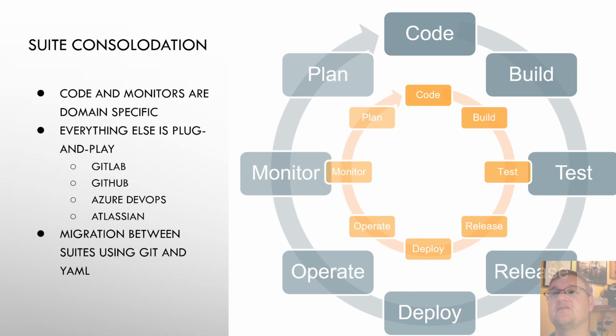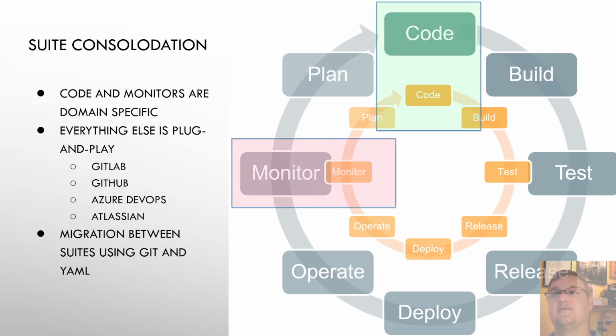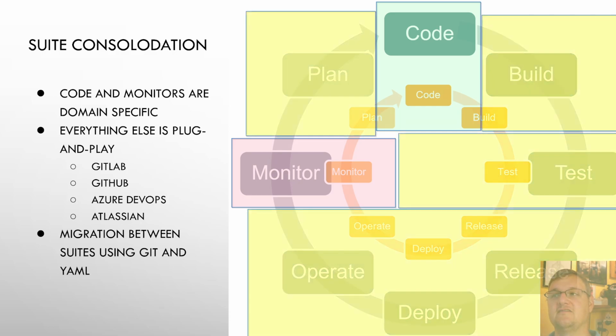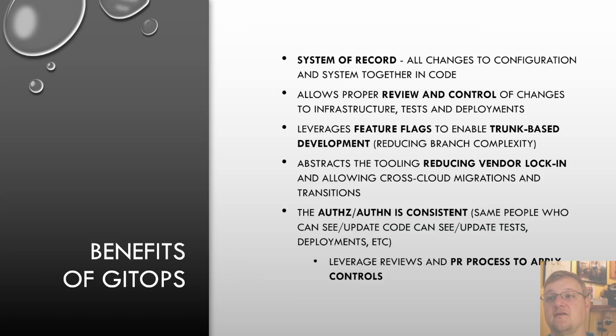So the theme that I'm trying to get to is the code and the monitors might be domain specific, as well as maybe operate. But everything else is plug and play. The plan, the build, the test, the release, deploy, the operate. GitLab, GitHub, Azure DevOps, Atlassian suites, they all can handle this. And so now you want to try to find a way to migrate between suites using Git and YAML to avoid vendor lock-in, right? So that's the benefits of GitOps.